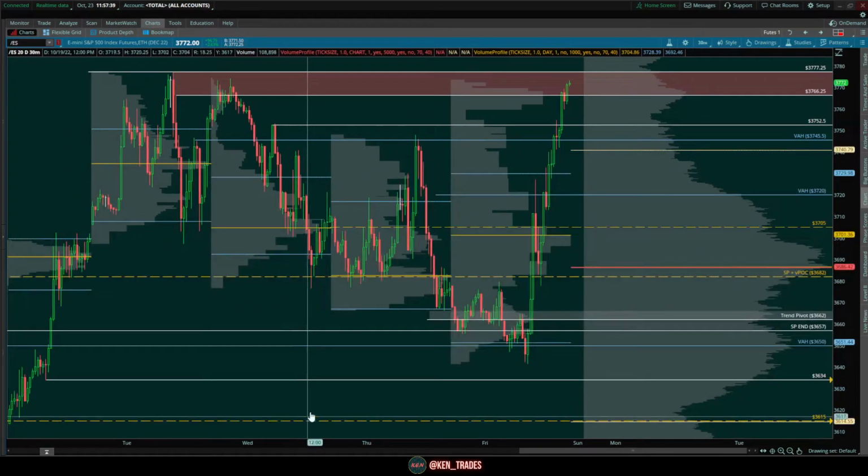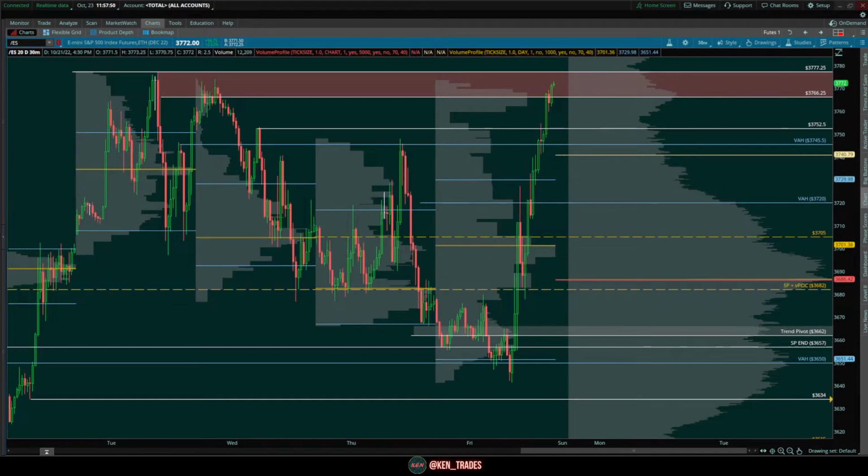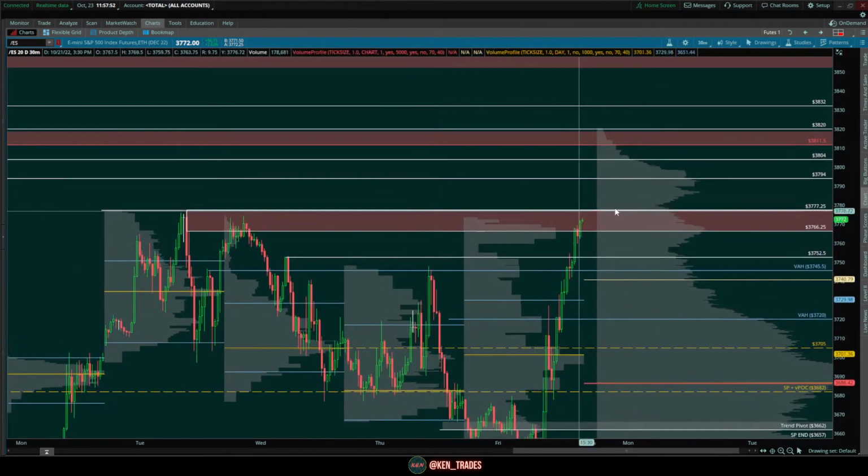Like I said, if we reject this area, I will go short. If we push up, then come back down, retest the singles, I will go long. Retest, I will go long.